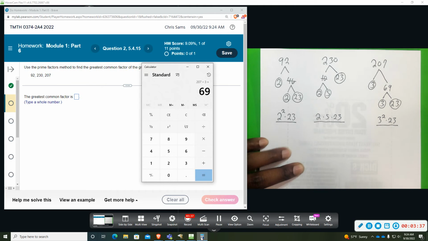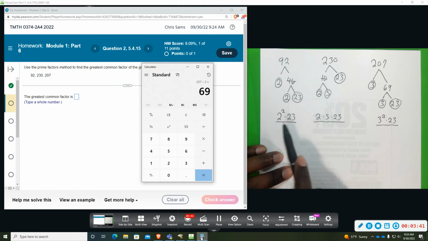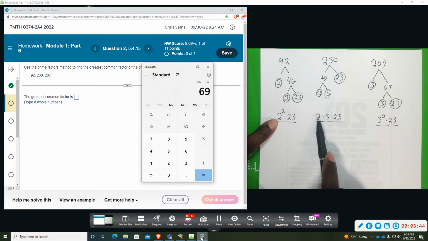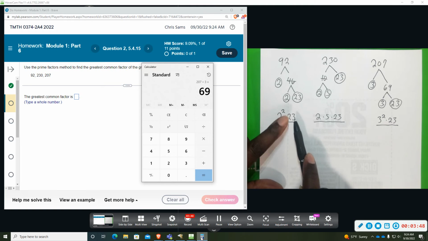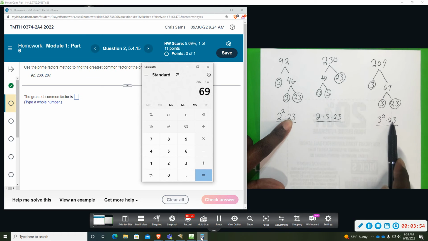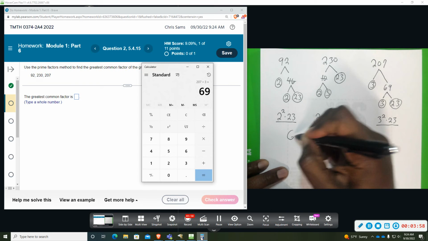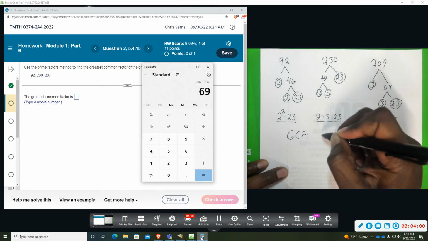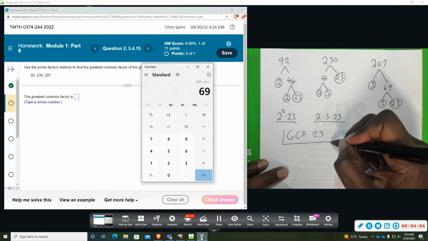Now since we have 3 numbers, we're looking at what they all have in common. We have a 2, 2, but this one doesn't have a 2, so I won't use a 2. Then the only other number this one has is 23. We do have a 23, and we do have a 23 here. So the only thing they all have in common is 23, and no other number, so the greatest common factor is going to be 23.